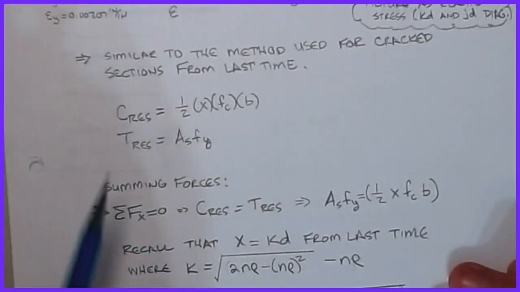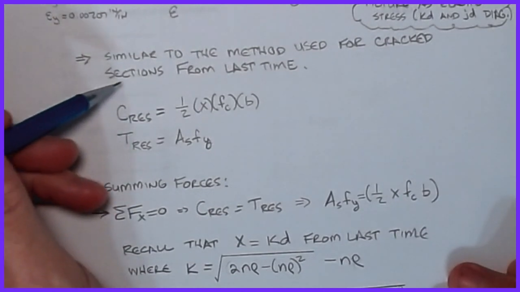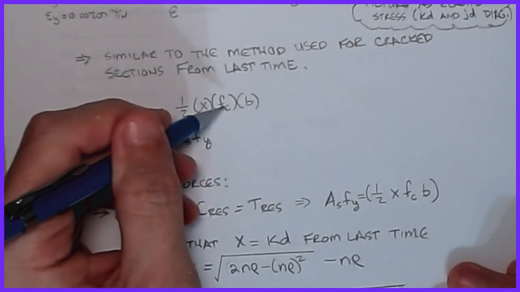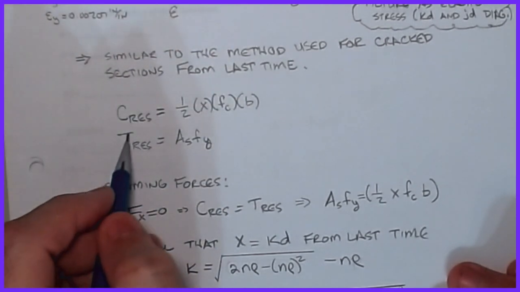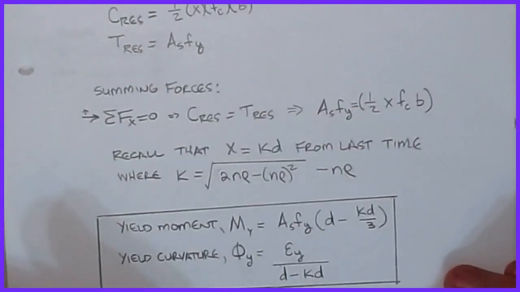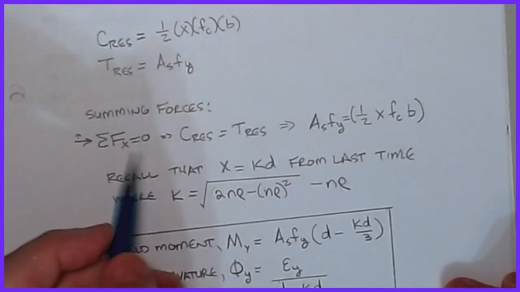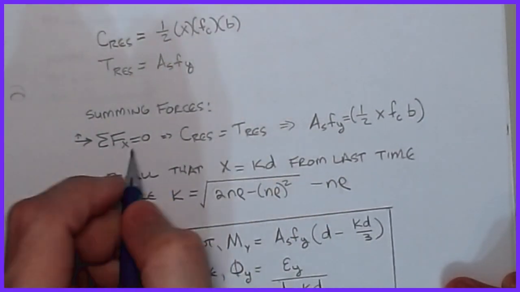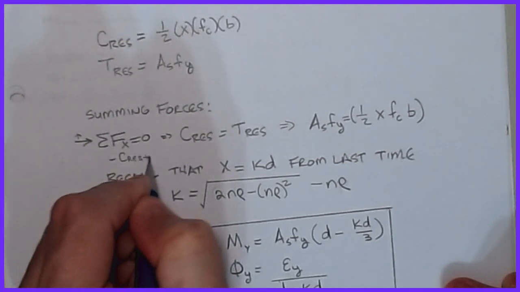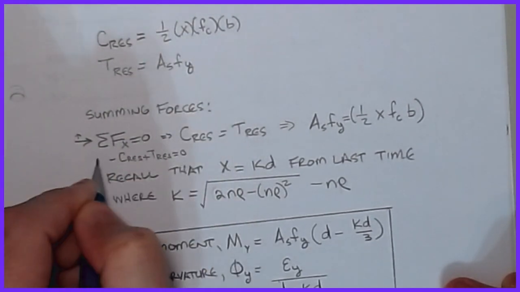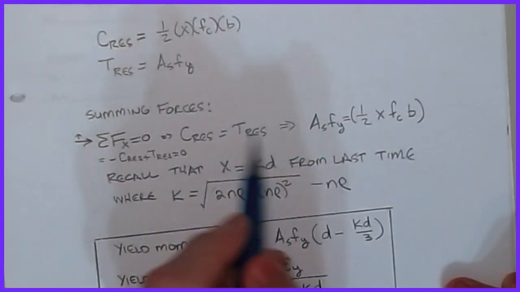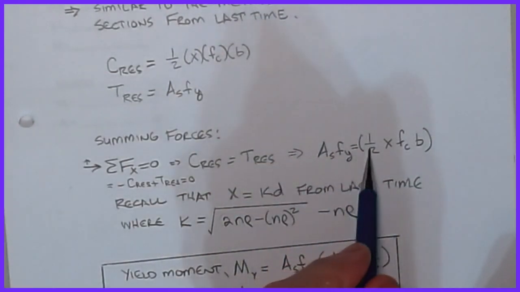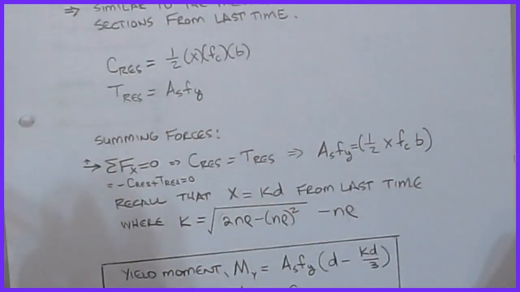Similar to the approach in the elastic stress video, we can go through and calculate C res and T res. C res is one half of x times the stress in the concrete multiplied by b, and my T res is simply AsFy. Then I'm going to sum my forces. For this particular picture, C res is the same as T res. Remember, the formula was minus C res plus T res equals 0, which we got out of statics. So I'm going to take this equation and set it equal to this one, and AsFy is equal to one half x times fc times b.